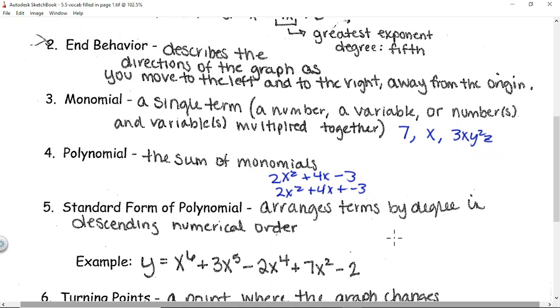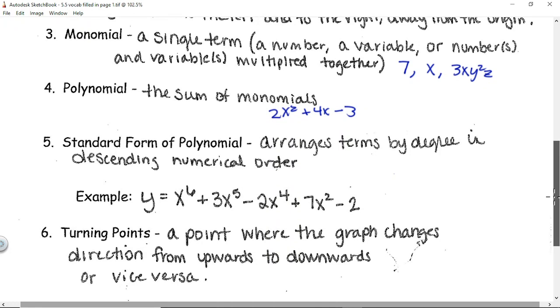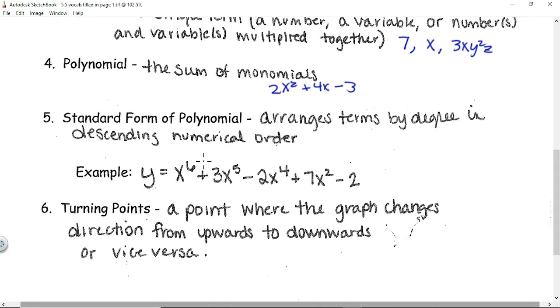Okay, so the standard form of a polynomial is important. It just arranges the terms by degree in descending numerical order. So, for example, we have here this example right here. y equals x to the 6th plus x to the 5th minus 2x to the 4th, and so on.